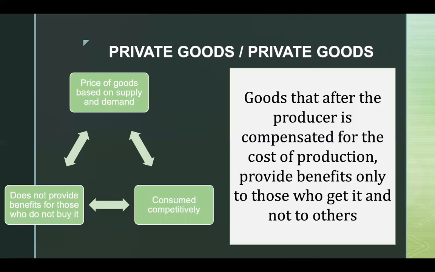Okay, so private goods. We just try to make a definition of private goods and try to build more understanding about them. First, for private goods itself, the price of goods is based on supply and demand and does not provide benefits for those who do not buy and consume competitively. These are goods that, after the producer is compensated for the cost of production, provide benefits only to those who get them and not to others.